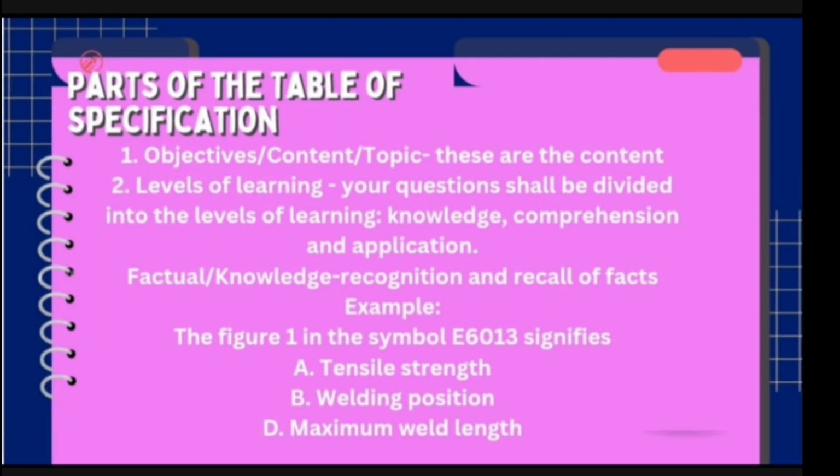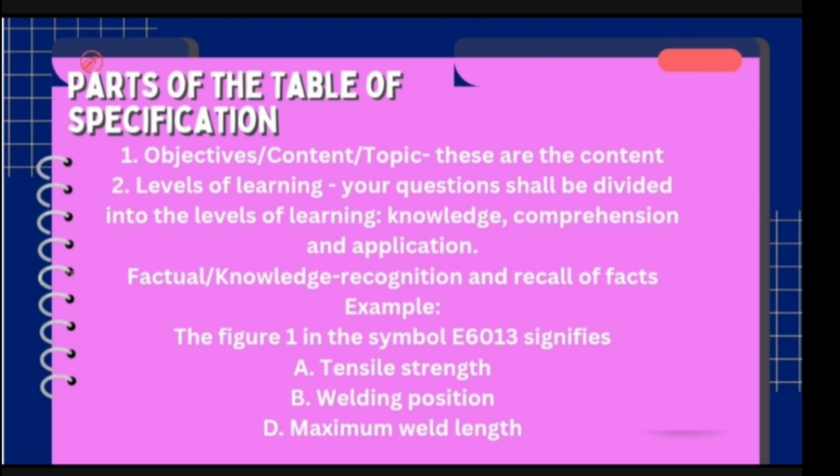In effect, we have established how much emphasis to give to each objective or topic. Now, let's proceed to the parts of the table of specification. First, number 1, objectives, content, topic. These are the content. Number 2, levels of learning. It means your questions shall be divided into levels of learning: knowledge, comprehension, and application. It also includes factual knowledge, which is the recognition and recall of facts.